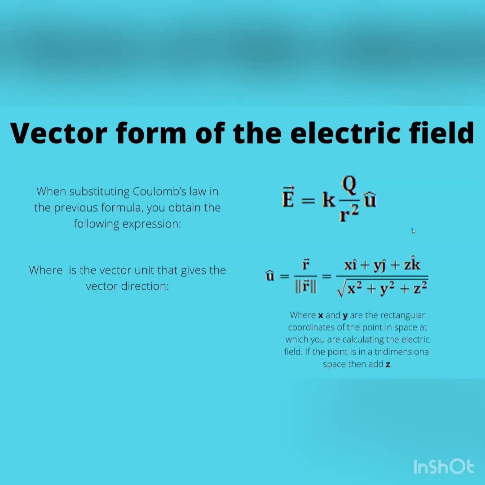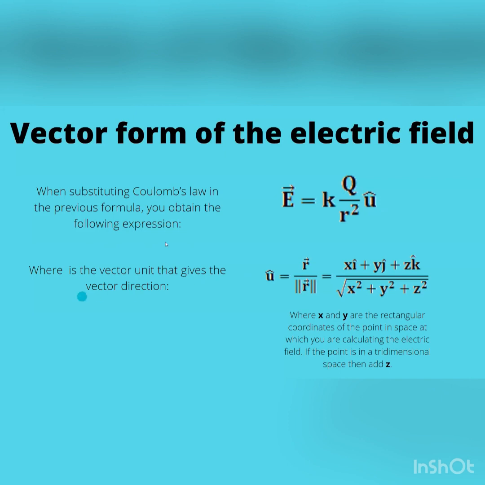So again, when substituting Coulomb's law in the previous formula, you obtain the following expression, which is again: electric field equals the proportionality constant, which is K. You need to multiply that by the charge divided by the distance from Q to any point in space squared. Multiply that by the unit vector.